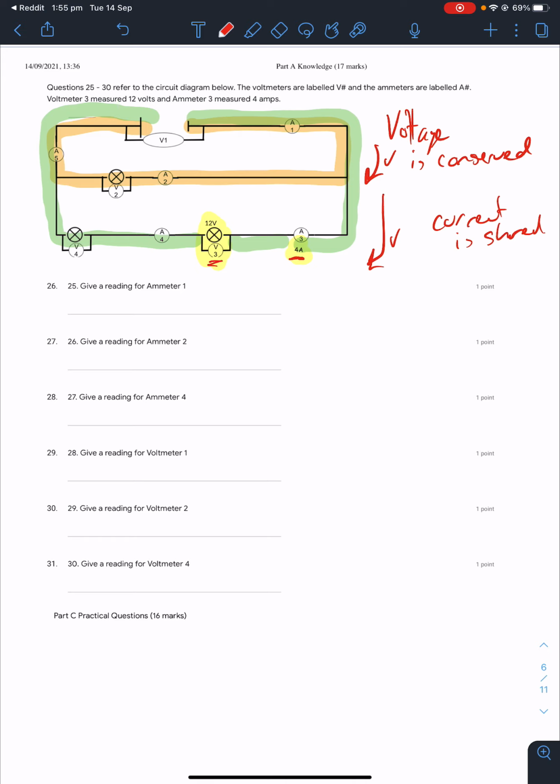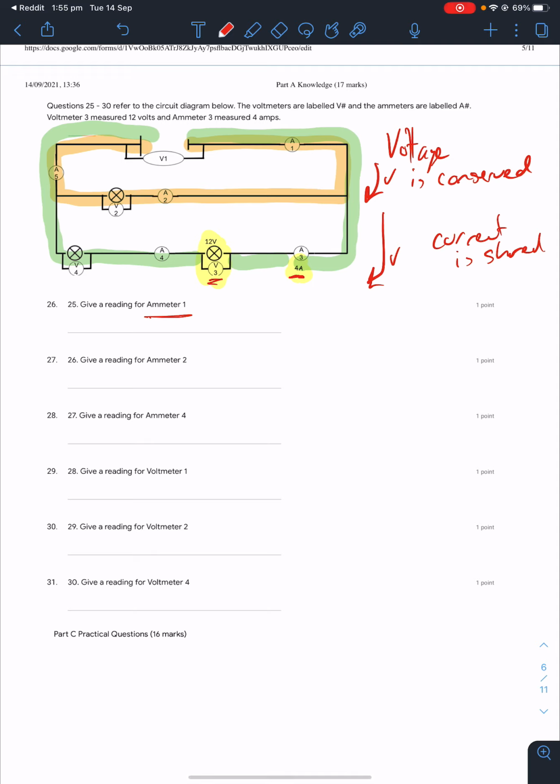So, we're starting off with current because it's asking us for the reading on the ammeters. Okay, so look, 1, 2, 4. We've got the ammeter reading 3, and that was 4 amps. So current is shared. So ammeter 3 down the bottom there is showing that that path got 4 amps. And this ammeter here, ammeter 4, is in series with it. Ammeters in series will measure the same current. So this one here will also be 4 amps. So that path got 4 amps.